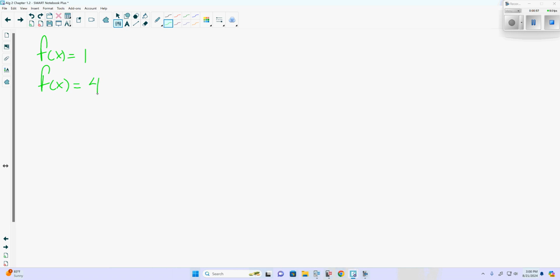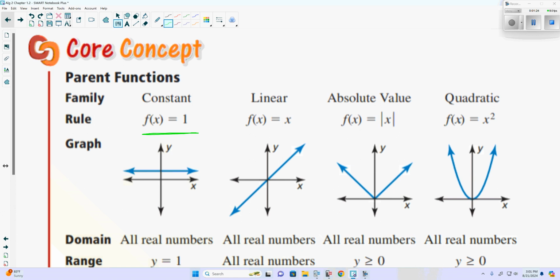f of x equals 4 is also the constant function because it's just a number. And the transformation that would take us from 1 to 4 is going up 3. We added 3. f of x equals negative 4. We subtracted 5. It went down 5. That's it. There is no other movement. It's just going to go up or down. That's all there is to it. So don't really focus on those.